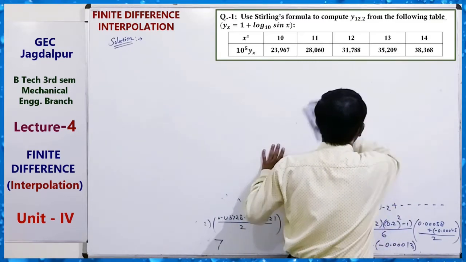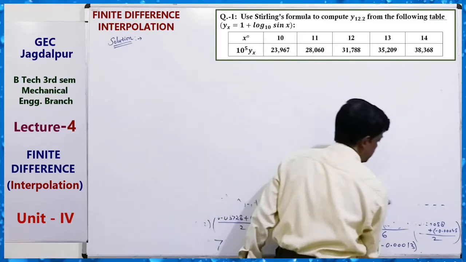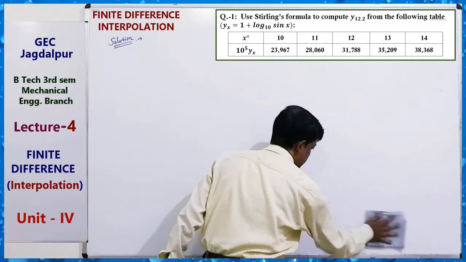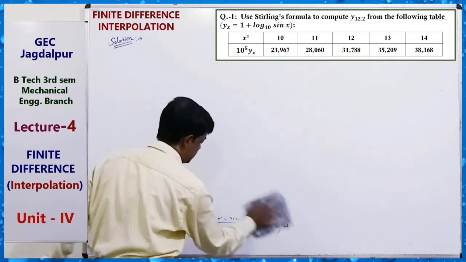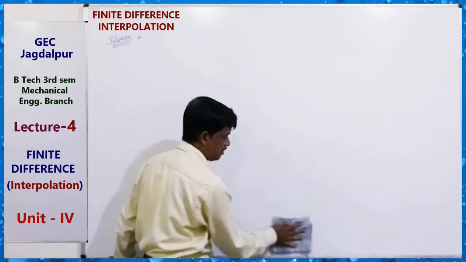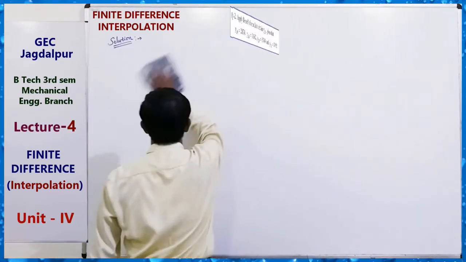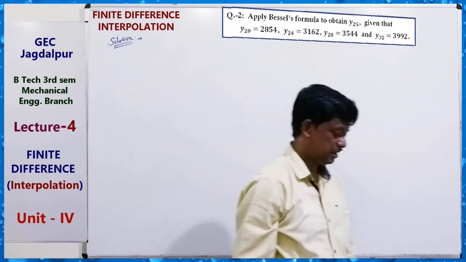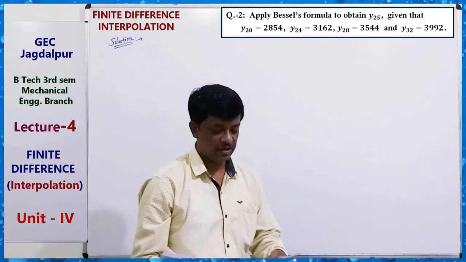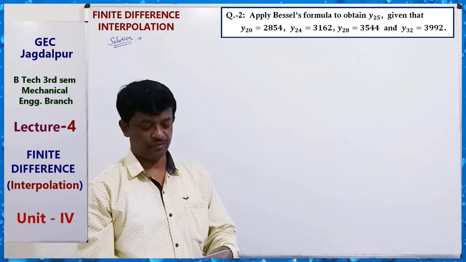Here the second question is related to Bessel's formula. We have to write Bessel's formula. We know Bessel's formula can also be written just like the Stirling formula, but by taking the line below the central line from the table. So here just take the question: apply Bessel's formula to obtain y25.